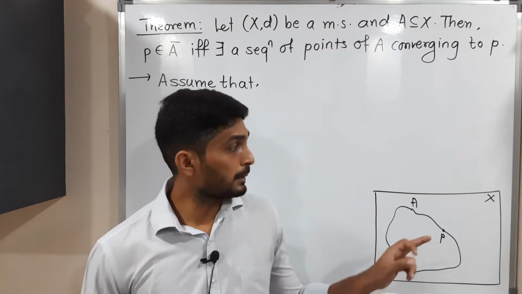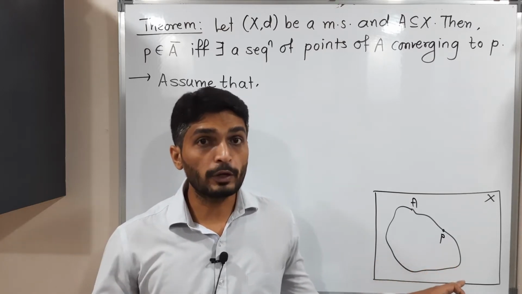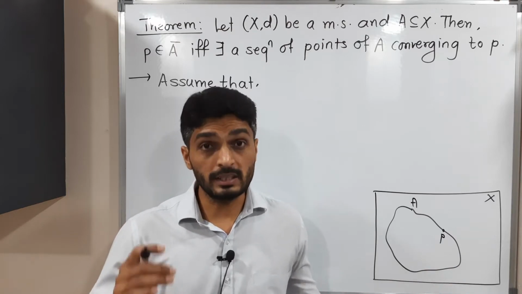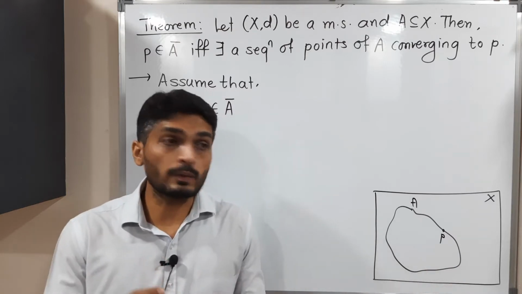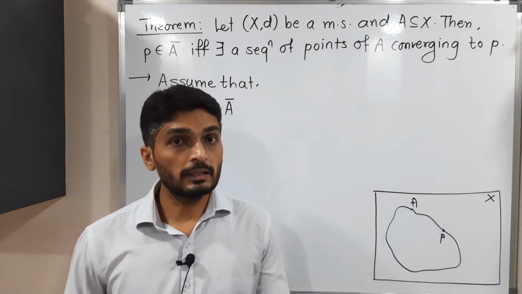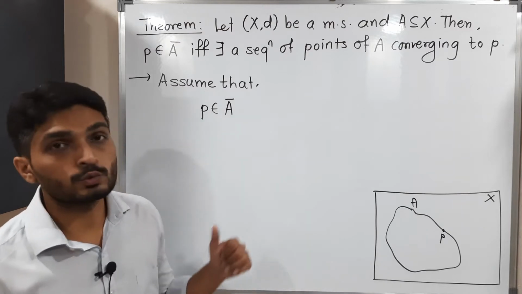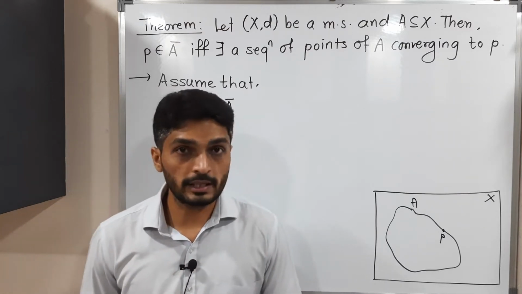then P belongs to A bar, that means closure of A, that means P is either a limit point of A or P belongs to A, if and only if there exists a sequence of points of A converging to P. The if and only if part is there, so I am assuming first P belongs to A bar and I will try to prove the second part.